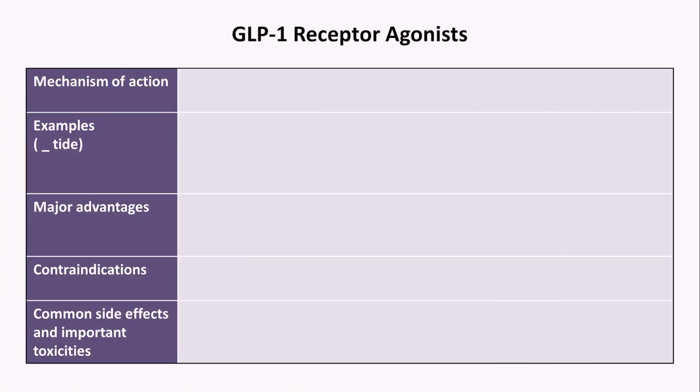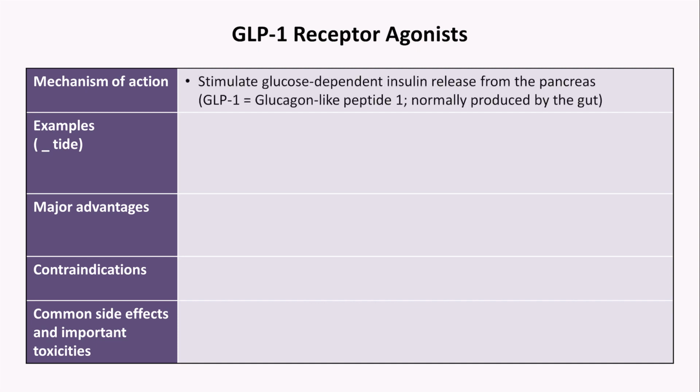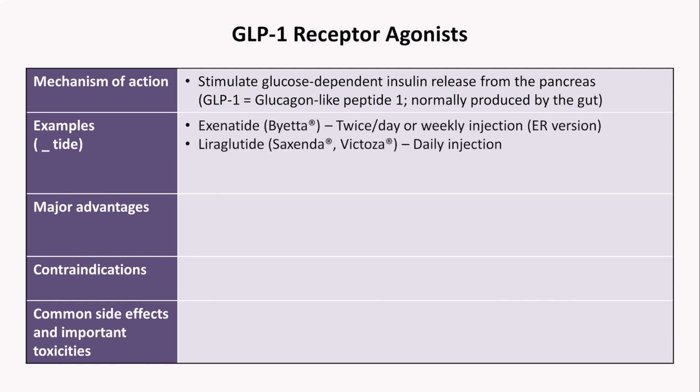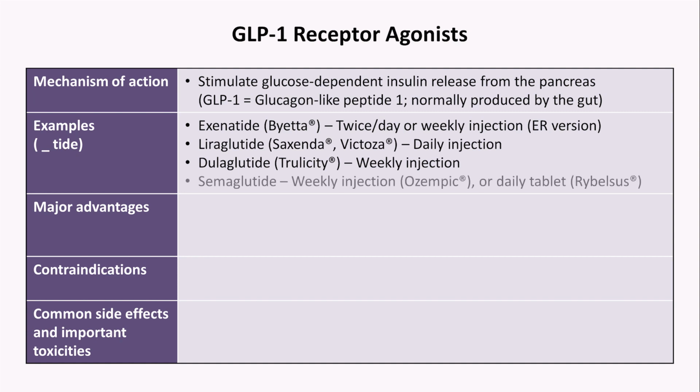Next are the GLP-1 receptor agonists. To remind you, these stimulate glucose-dependent insulin release from the pancreas. Common examples include exenatide or Byetta, liraglutide, dulaglutide, and semaglutide. Almost all of these are given as subcutaneous injections, which is a major limitation, with the exception of a once-daily tablet form of semaglutide approved in 2019 and marketed under the trade name Rybelsus.